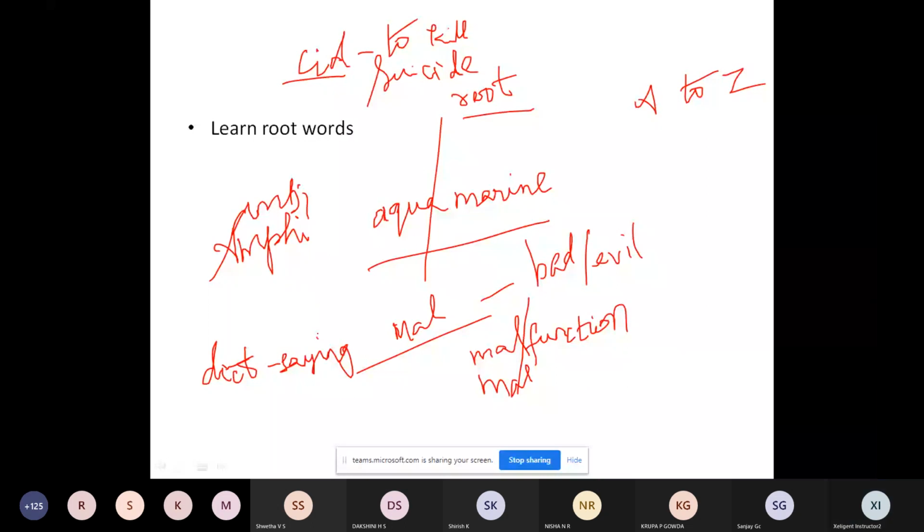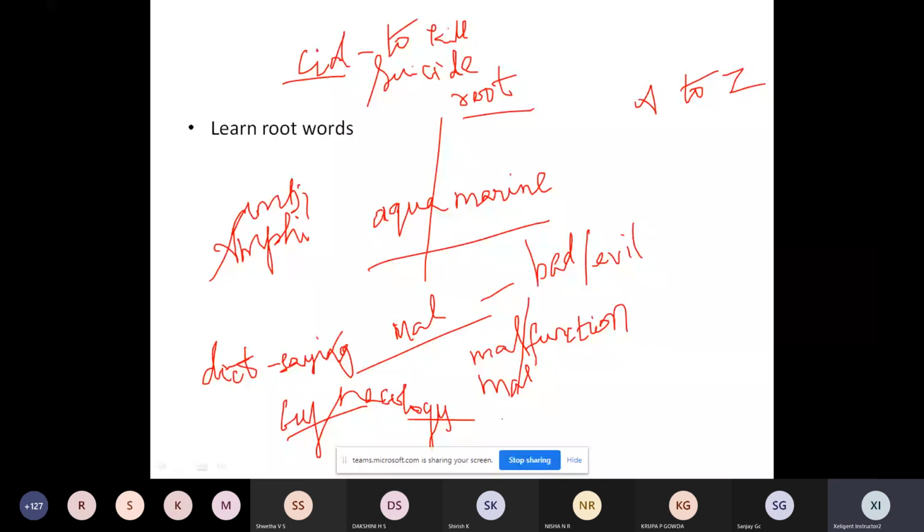Gynecology, gynophobia. In this we can find two root words. One is gyn. Gyn means something related to women or girls, and logy means study. A gynecologist is a person who specializes in women's health or girls' health. And gynophobia: in that we have gyn plus phobia.